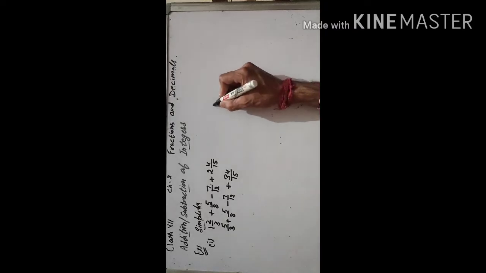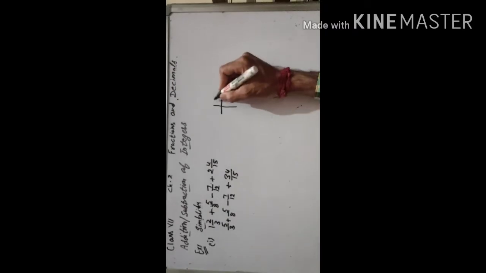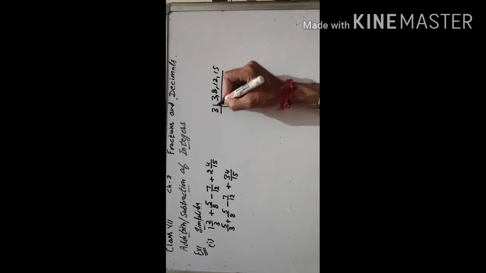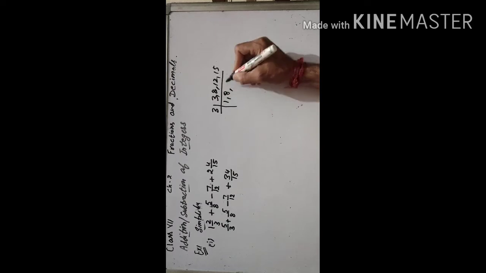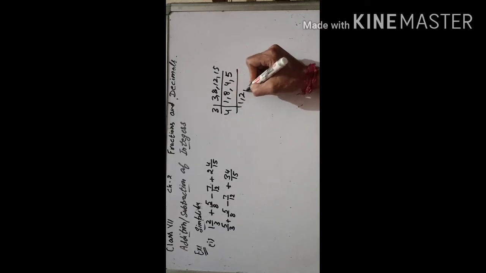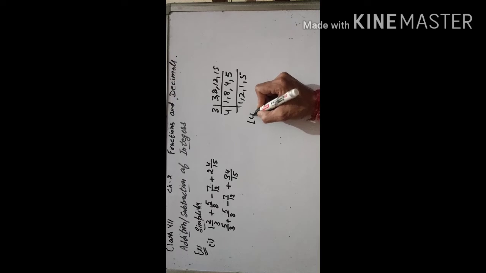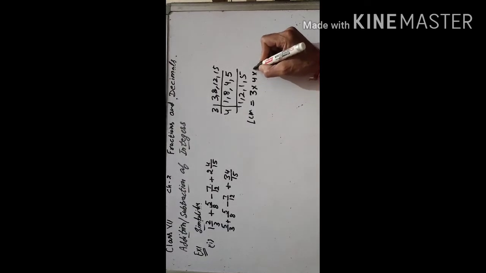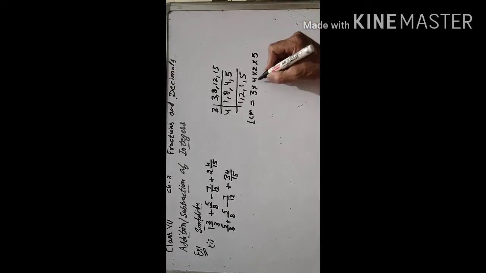Now we have to take the LCM of 3, 8, 12 and 15. 3 1s are 3, 8 is as it is, 3 4s are 12, 3 5s are 15. Then 4 1s are 4, 4 2s are 8, 5. LCM is equal to 3 into 4 into 2 into 5. You can write 4 as 2 into 2. That is equal to 120.